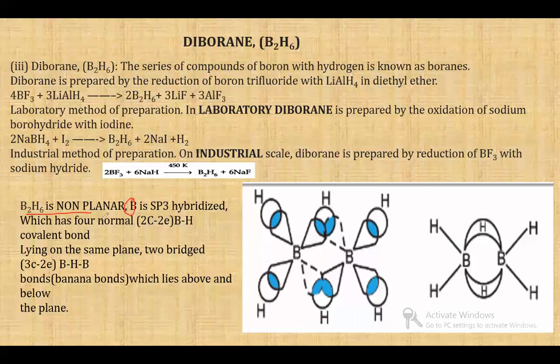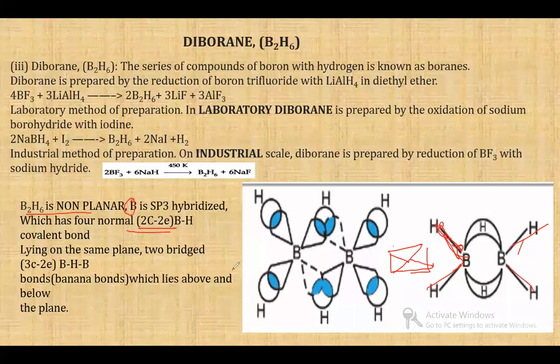sp3 hybridization, which has 4 normal 2 center 2 electron bonds: 1, 2, 3, 4. These are boron-hydrogen BH bonds, and they are equivalent bonds, with the sharing of an electron, and will be present in the same plane.